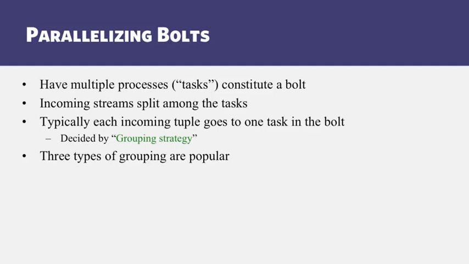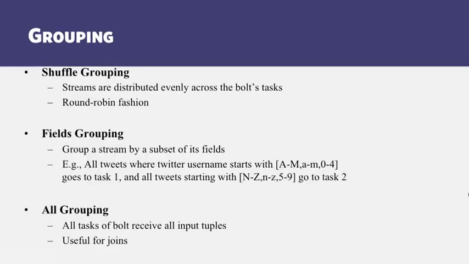Typically, each incoming tuple goes to one task in the bolt, but it might also go to multiple tasks. How an incoming tuple is routed among the tasks in a given bolt is decided by what is known as the grouping strategy. So there are three types of grouping that are popular, which decide how the tuples of a stream are distributed among the tasks of the bolt to which that stream is going.